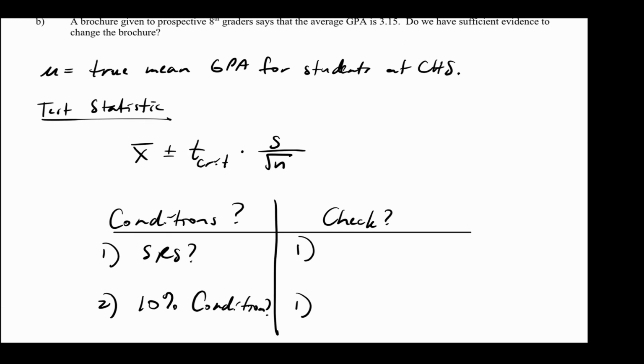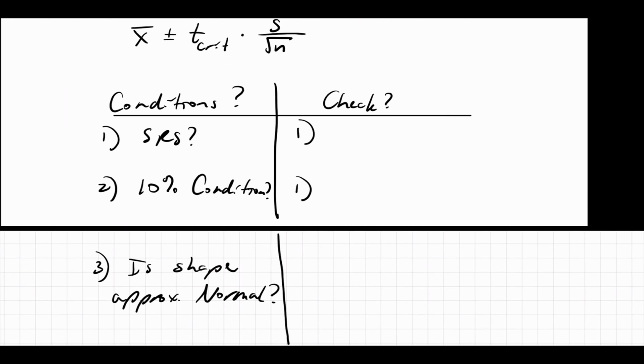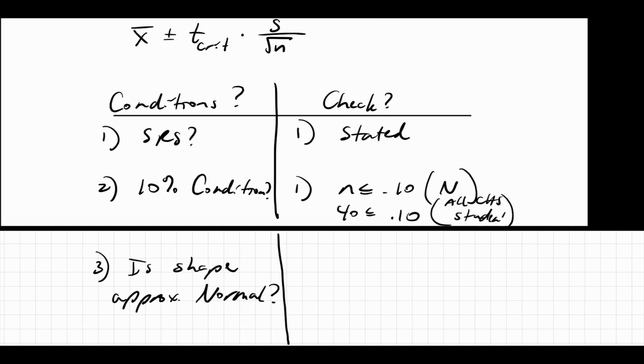Okay, so SRS. It actually says an SRS of 40, so that one's stated. 10% condition: n is less than or equal to 10% of big N. So 40 is less than or equal to 10% of all CHS students. I don't have a number there, but there would have to be at least 400 students, and there are.